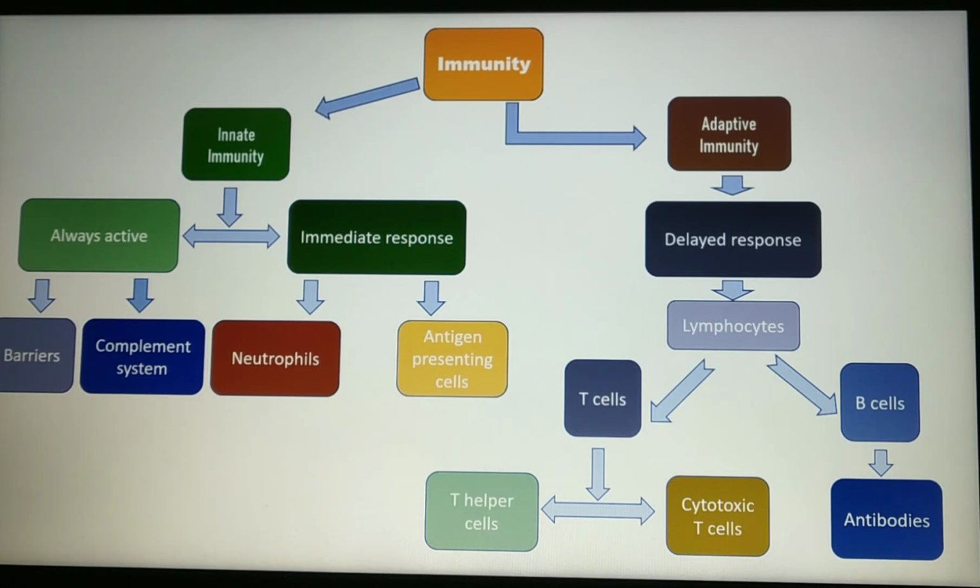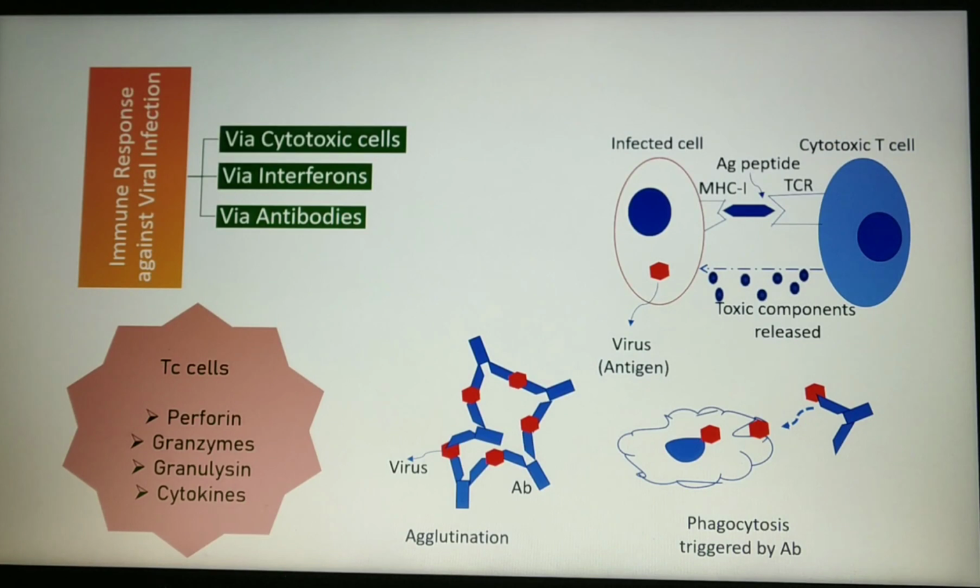I think now you got some ideas about our own immune system, and now let's proceed to our discussion of how viral infection occurs and how our immune system responds against viral infection. It occurs via cytotoxic T cells, interferons or antibodies.